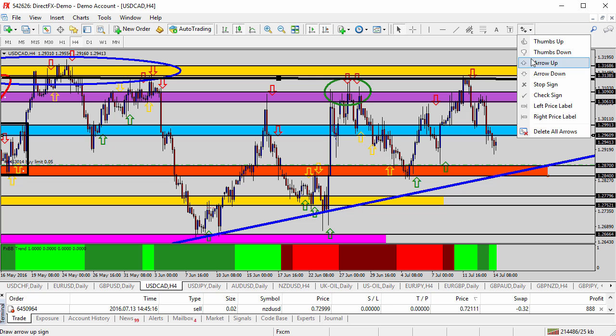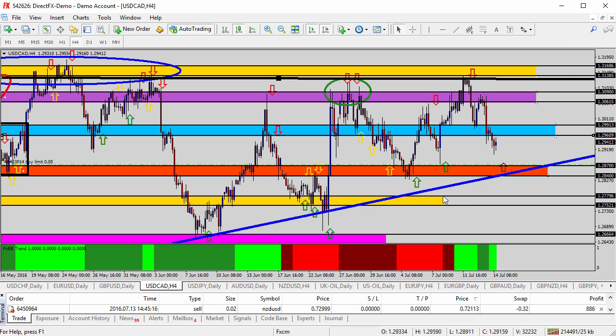My preference would be to buy it as low as possible. I would like to see it down here. 128.70 is the orange shaded area. That would give us a pretty decent buy price here for the USCAD.